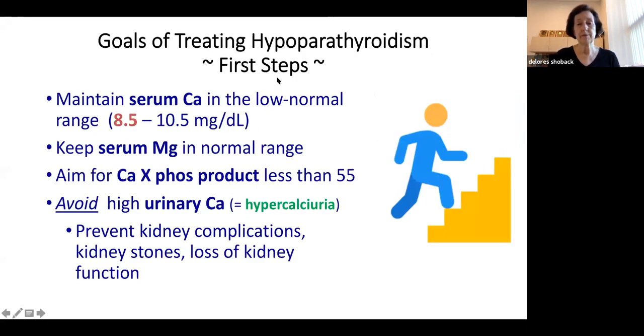Okay, so the goals of treating them, sort of the first steps, are to get that calcium at the low end of the normal range. Right around here is where we're shooting for. We want the serum magnesium to be in the normal range, and we want a calcium phosphate product, just simple multiplication, less than 55. So those are sort of our first 3 steps. And we're trying to avoid a high urinary calcium because of the kidney complications that occur. And I put this in green to highlight the word that you often will hear, hypercalciuria, and that means high urinary calcium.